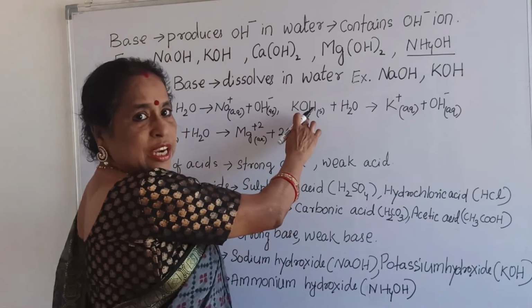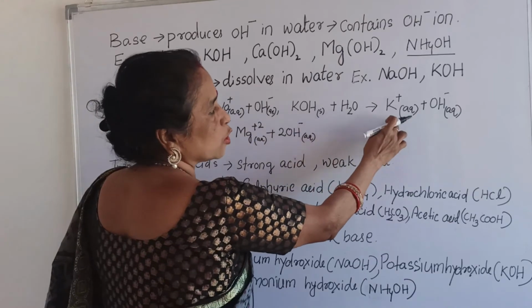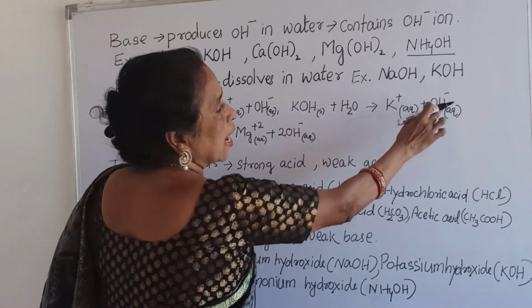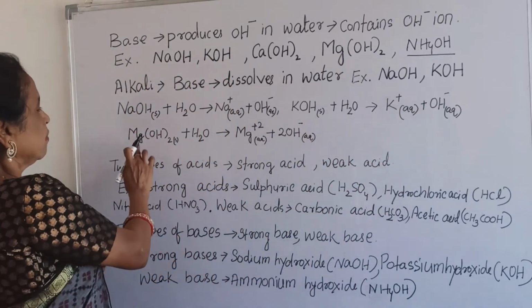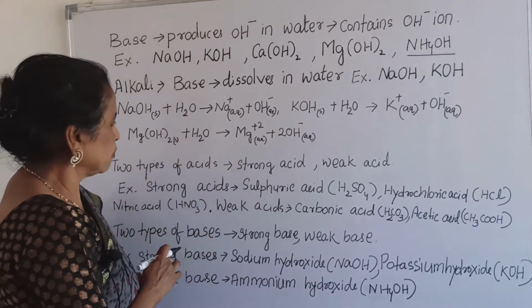Similarly, potassium hydroxide is also solid. You take it in a test tube, add water, it also forms K plus aqua and OH minus aqua. Similarly, magnesium hydroxide also gives Mg 2 plus and OH minus.